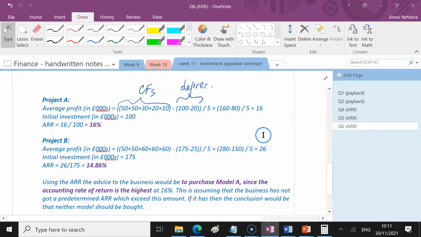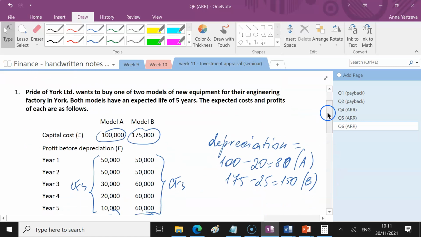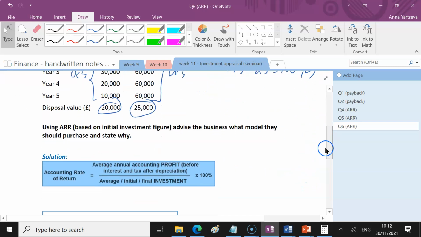So you can see here that project B seems to be more profitable. It generates higher profit. This is profit from project B, and this is profit from project A. But it doesn't necessarily mean that project B will generate higher return because it also requires high investment. It's nearly twice the cost. This machine is more productive. It will generate higher output and higher profit, but it requires high initial investment. We need to take this into account.